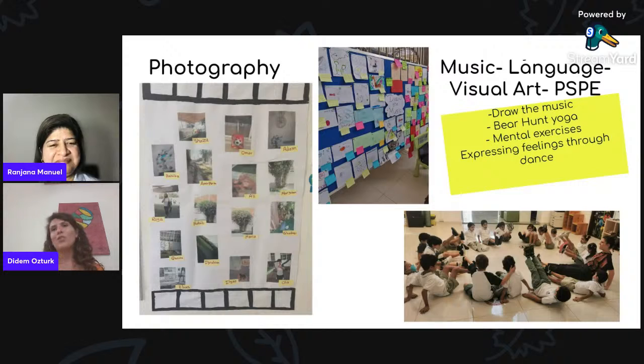And we had also some story related engagements such as bear hunt yoga, some mental exercises, and some other creation that students come up with.